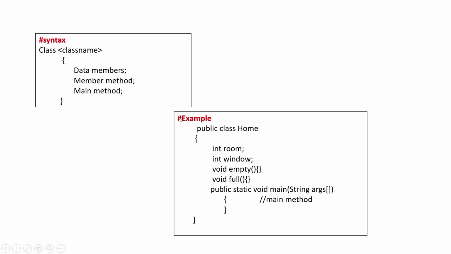Here is the example of a class. Here we give the public access modifier to the class, and the public access modifier is followed by the class keyword, which is followed by the class name, which is given as Home. Inside that, the data members are declared, integer room and integer window, and these are nothing but data members. This is a member method and this is our main method. In that we will call the particular methods or the variables.